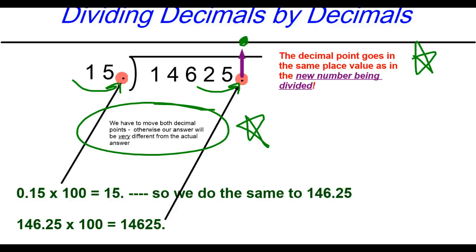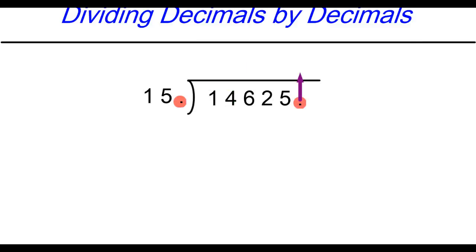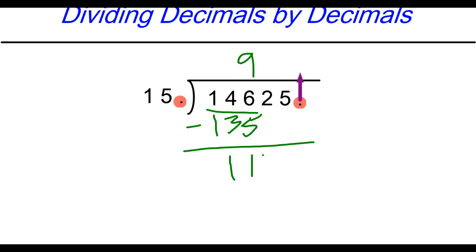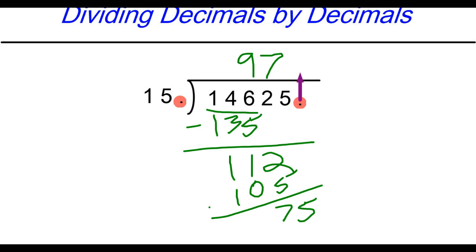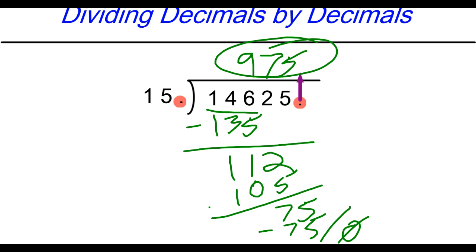So we move the decimal points over in the divisor, move this decimal point over by the same number of places in the dividend, and then we just divide, because now we have a division that we're familiar with working with. So 15 doesn't go into 14 at all, but it goes into 146 9 times. 9 times 15 is 135. Go through that, that becomes 1, 1, 2. 15 times 7 is 105, which is what we want there. Take that away, get 75, and then 15 goes into 75 5 times, because 15 times 5 is, in fact, 75. So our quotient here is 975.